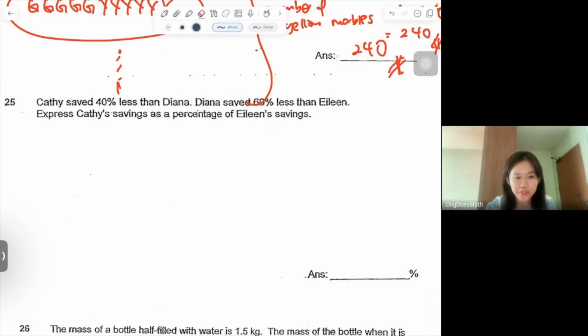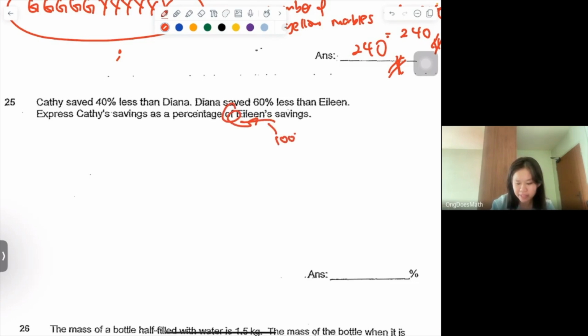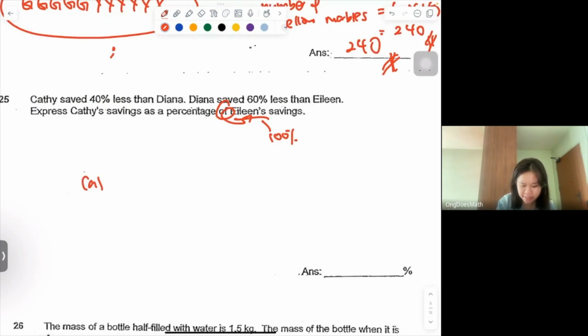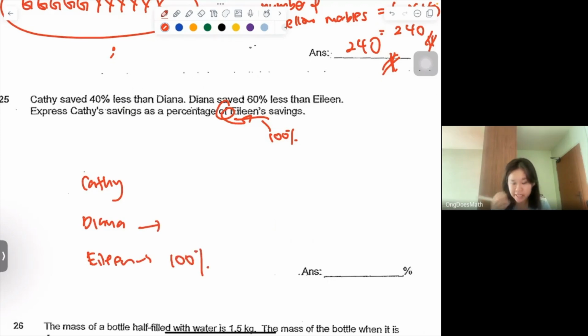We'll move on to question 25. Katie saved 40% less than Diana. Diana saved 60% less than Eileen. Express Katie's savings as a percentage of Eileen's savings. Of someone, so Eileen will be 100%. So now we reverse engineer. We have Katie, we have Diana, we have Eileen. Eileen is 100%. So Diana saves 60% less than Eileen. Less means the number is smaller, so we will just subtract.